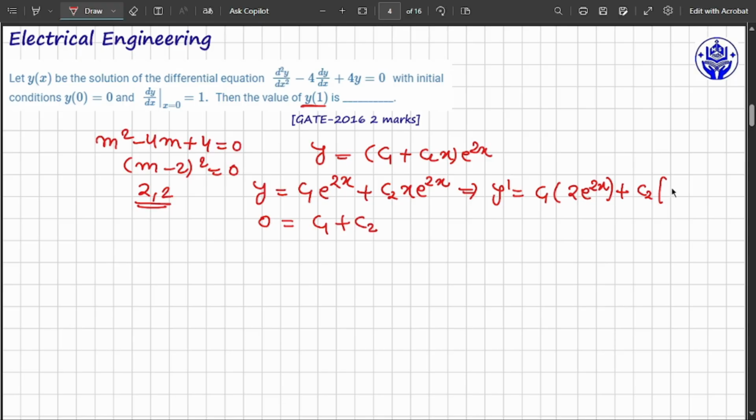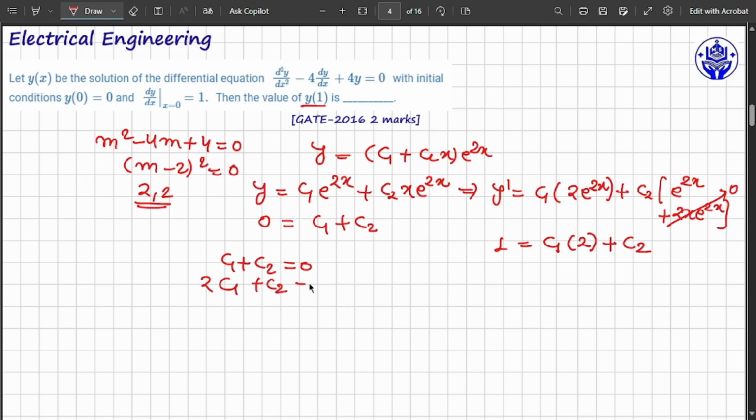First, doing the differentiation of x, it is e to the power of 2x, and the other one is x times 2 e to the power of 2x. Now if I put 0 in this case, I will get 1, then it will be c1. This will be 0, then it is 2 plus, if I put x equal to 0, then it will be 0, so it is nothing but only c2. Now I have c1 plus c2 equal to 0, and 2c1 plus c2 equal to 1.